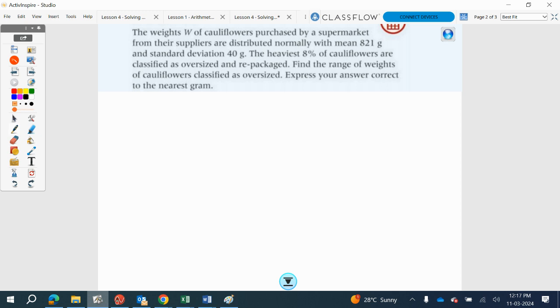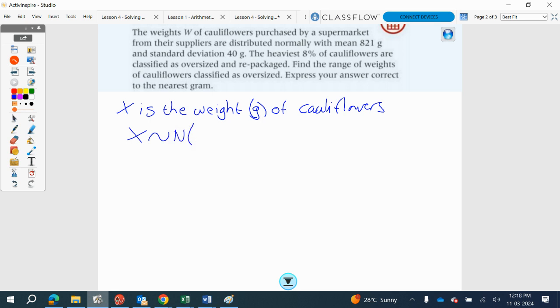So what we've got first is we're going to be measuring x, which is the weight in grams of cauliflowers. We're told that x is normally distributed, and the parameters for that are 821 for the mean and 40 squared for the variance. So we can sketch the problem now. It looks like this. This is at 821.